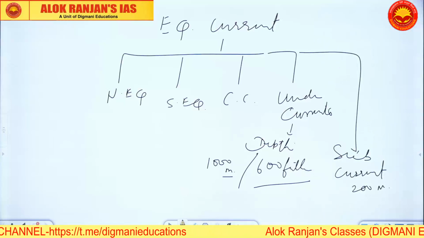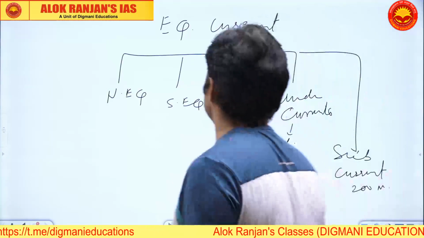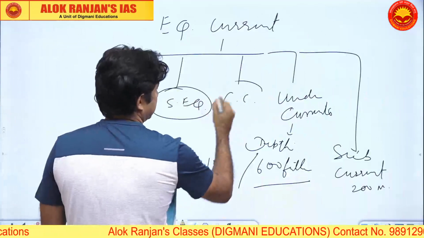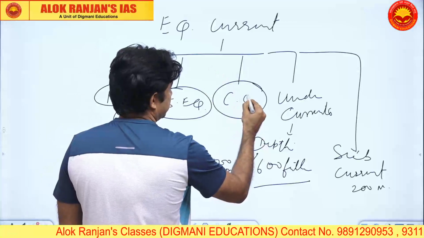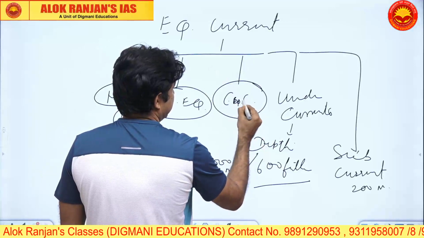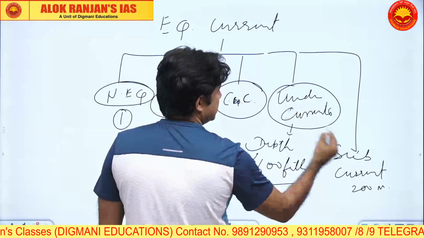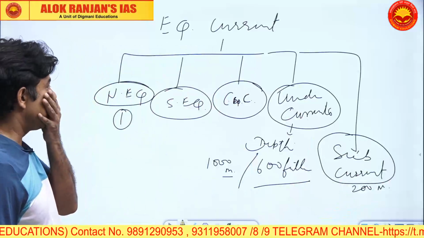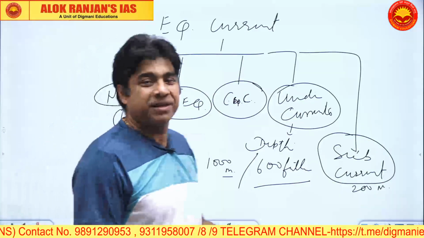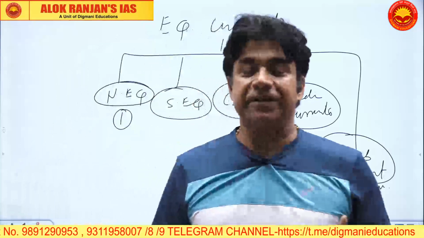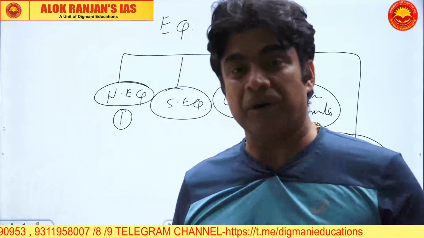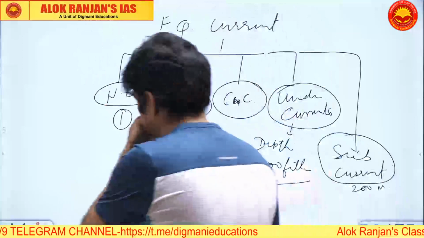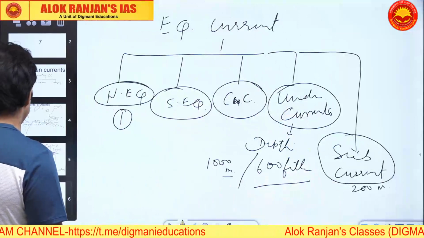Note this down. If there is a question on equatorial current, we have north equatorial, south equatorial, counter current or counter equatorial current, then undercurrent and subcurrents. There is complete diagnosis of ocean currents in the equatorial belt. I am not leaving even one stone unturned. Okay? We'll come back to this page again.